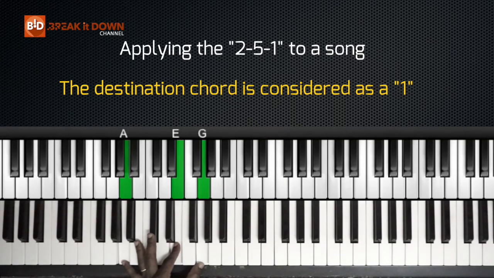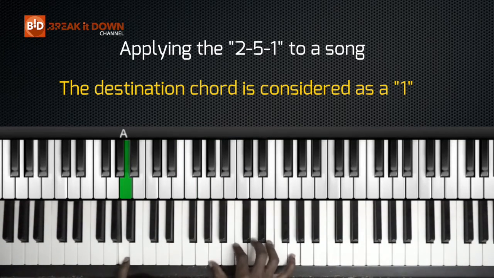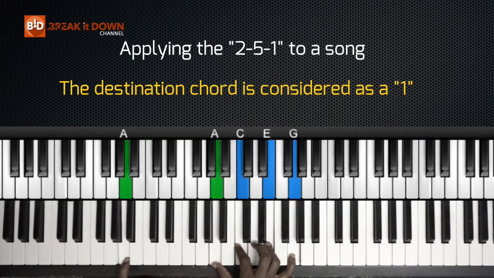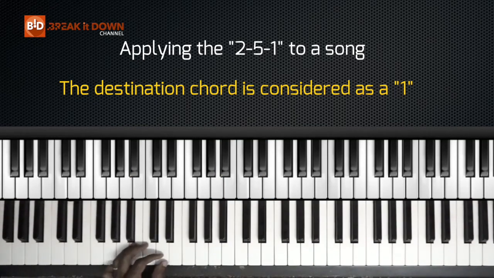So we think of the A minor as a 1, acting as a minor, so a minor 2-5-1. What will be our 2? It will be a B, our 5 will be an E, and of course our 1 is the A. So we have the B as our 2, the E as our 5, and the A as our 1.